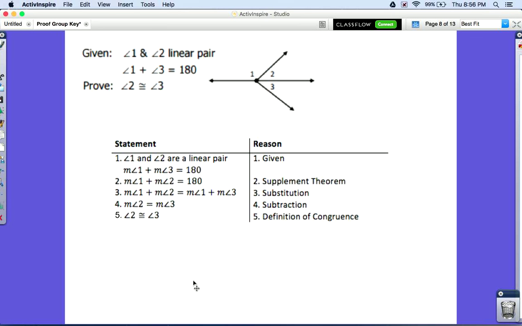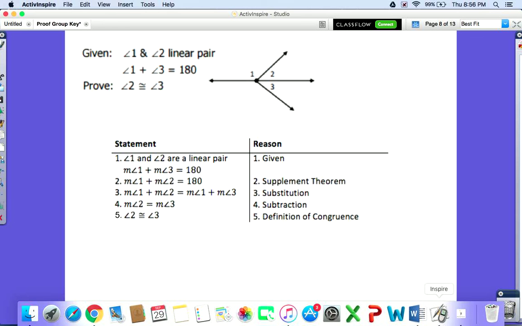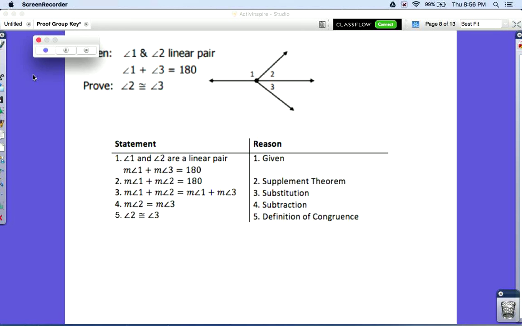Now, this proof also could have been done using the congruent supplement theorem, and if you want to give that a shot, you're more than welcome to. I think I will still do one of those for you yet.